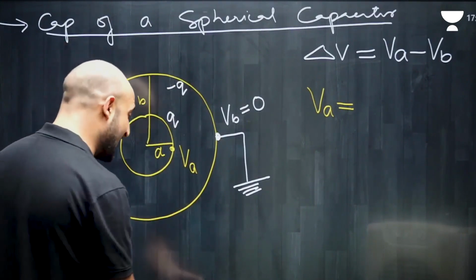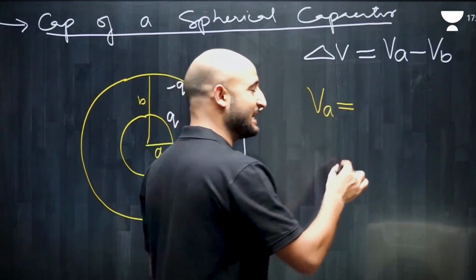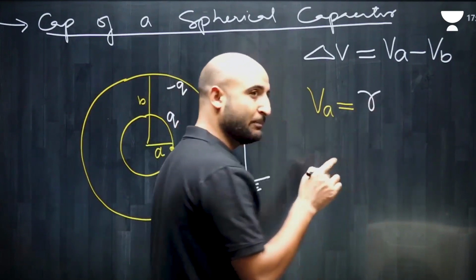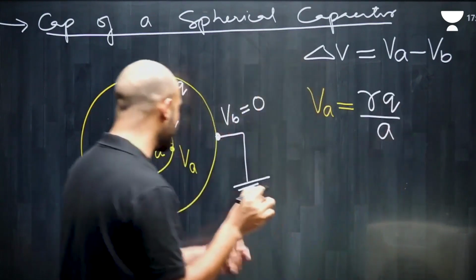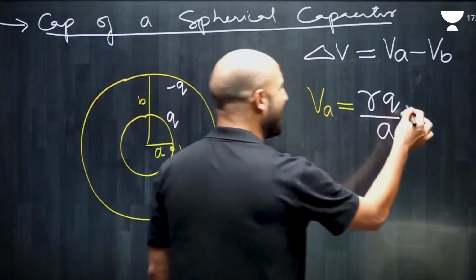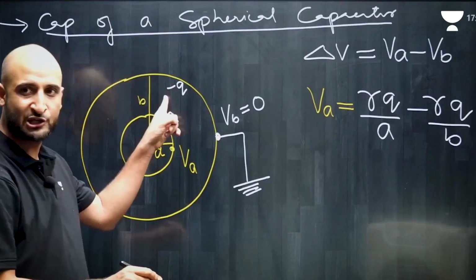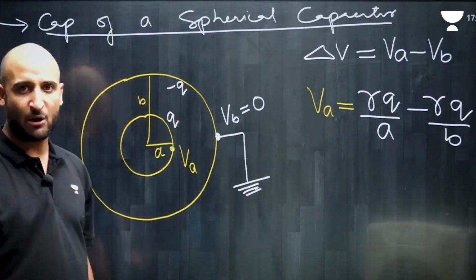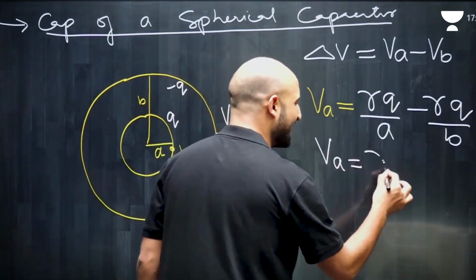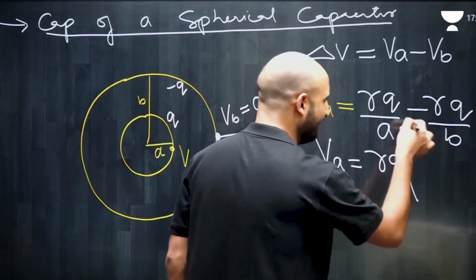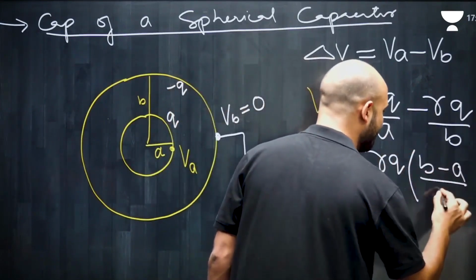Right? And I'm sure that you will be able to understand it because you have already discussed this in electrostatics, that the potential at A, or the potential of the inner sphere, will be gamma Q divided by A. This is the potential due to this charge Q, and minus gamma Q divided by B, and this is the potential due to this minus Q which is on the inner surface of the outer sphere. So that means the potential at A will be equal to, if I take gamma Q common outside, I will get 1 by A minus 1 by B, and that will be B minus A divided by AB.